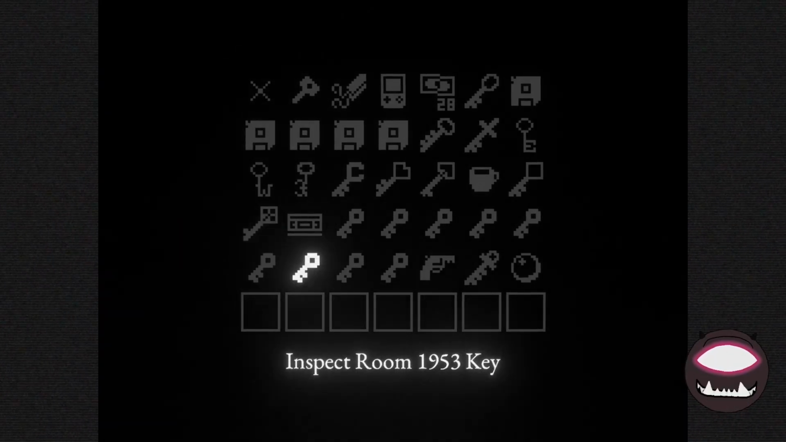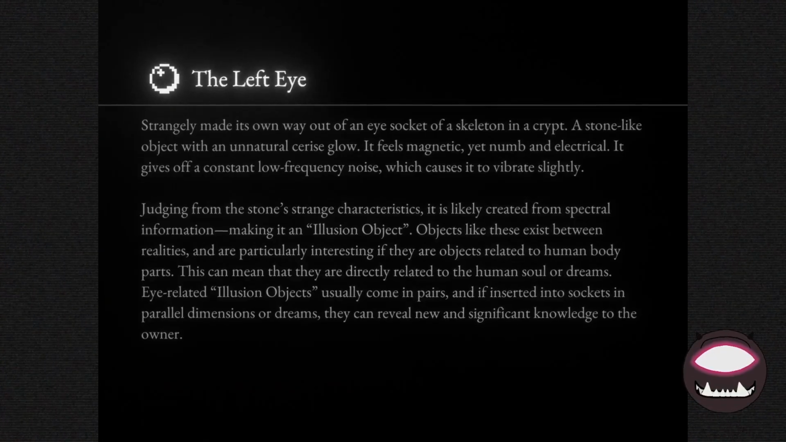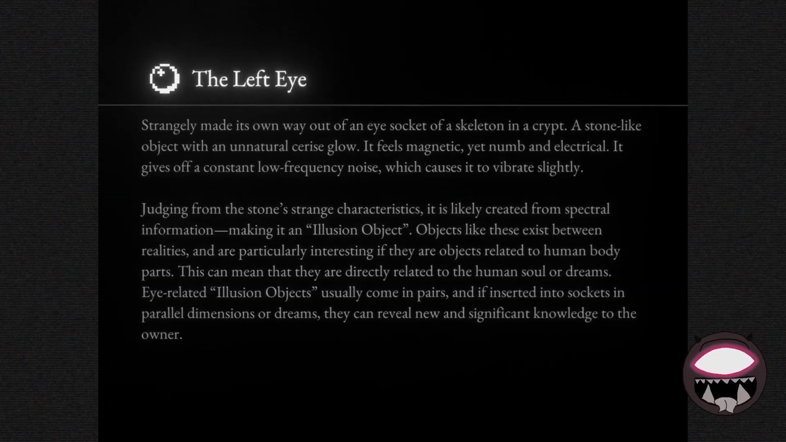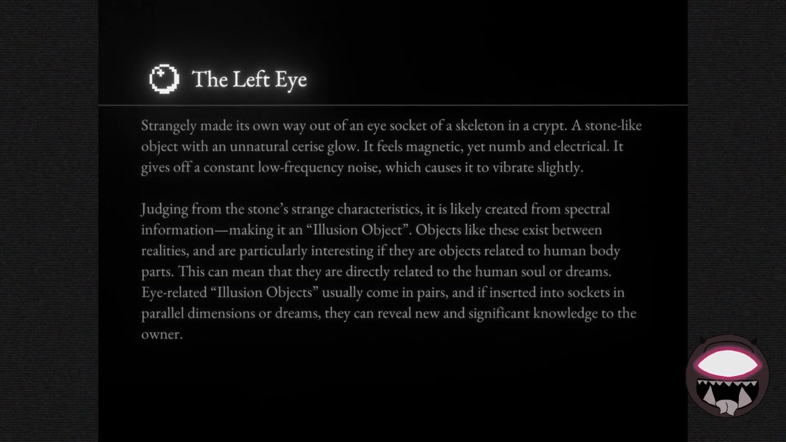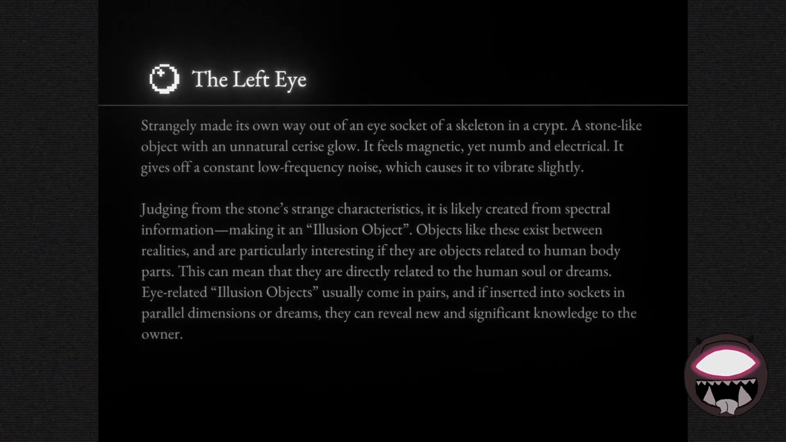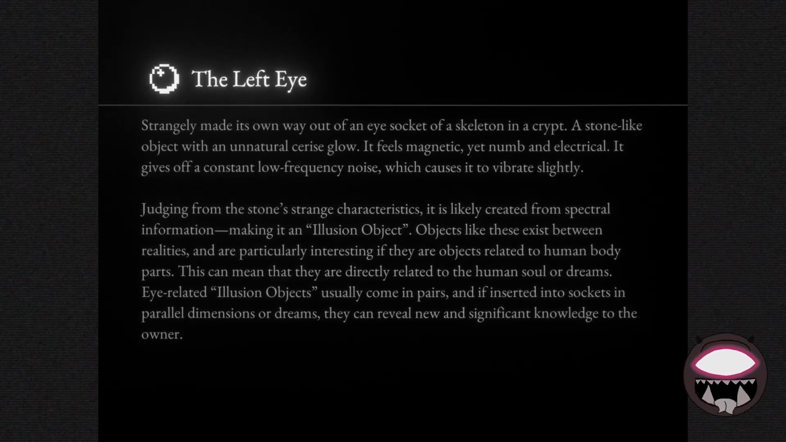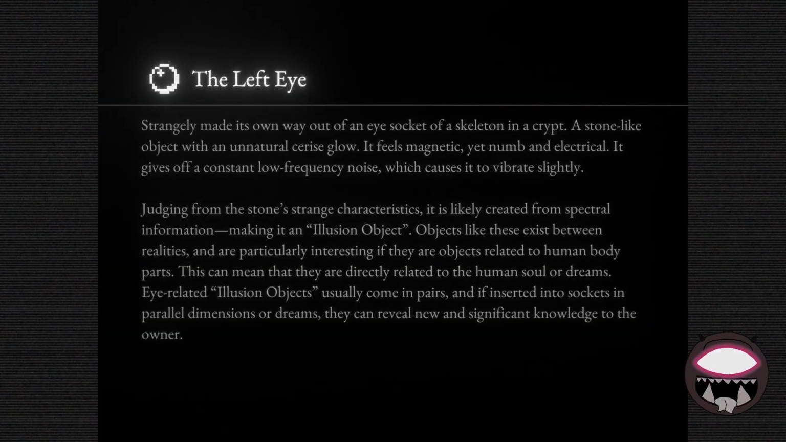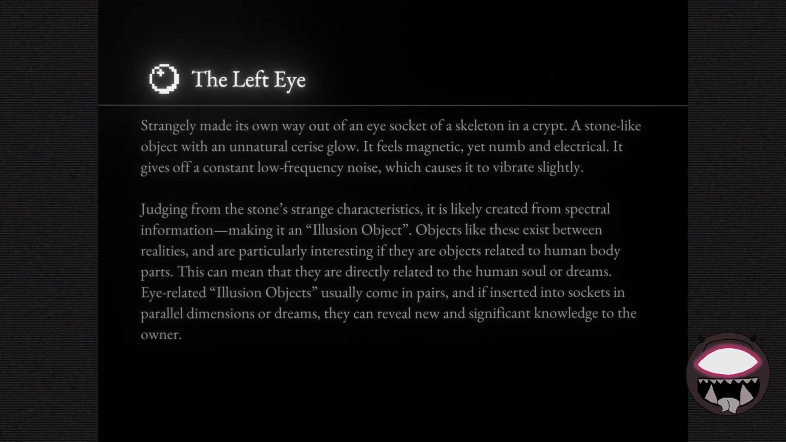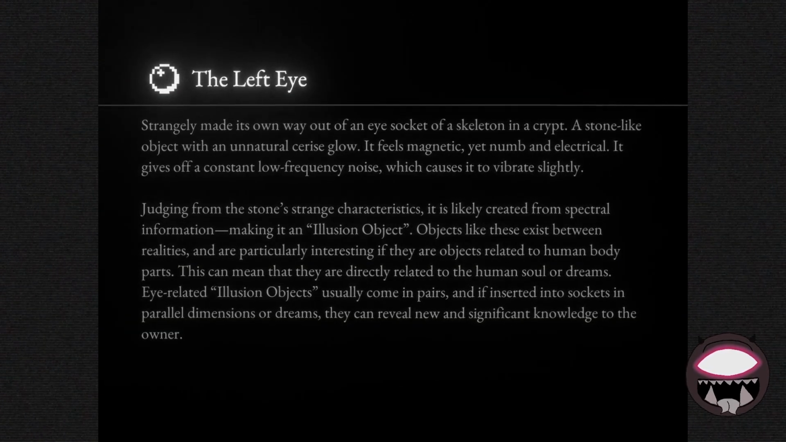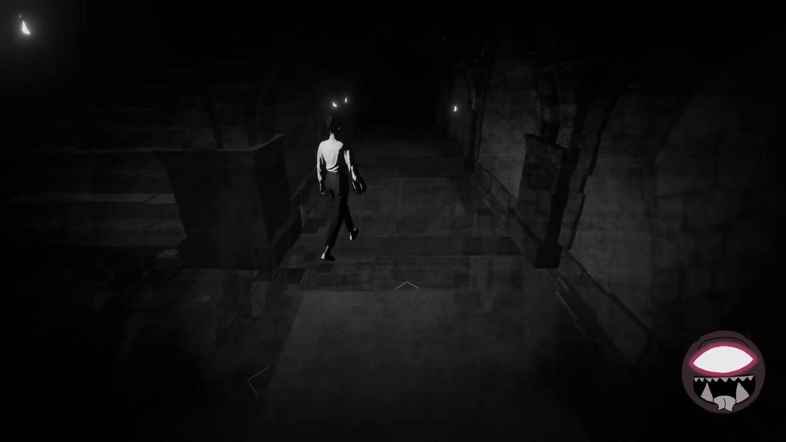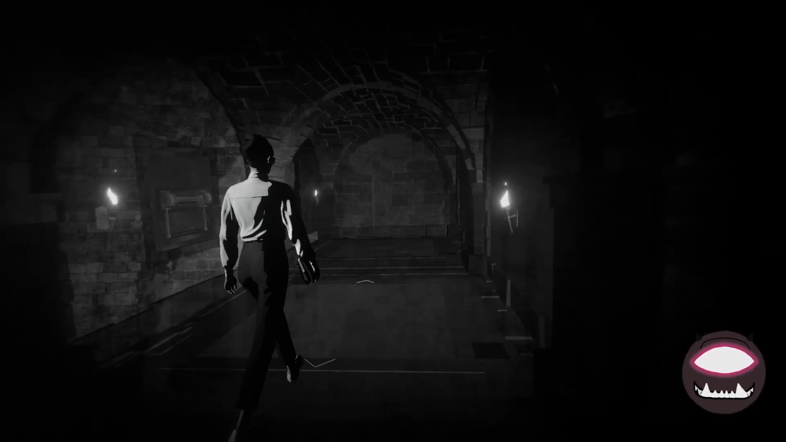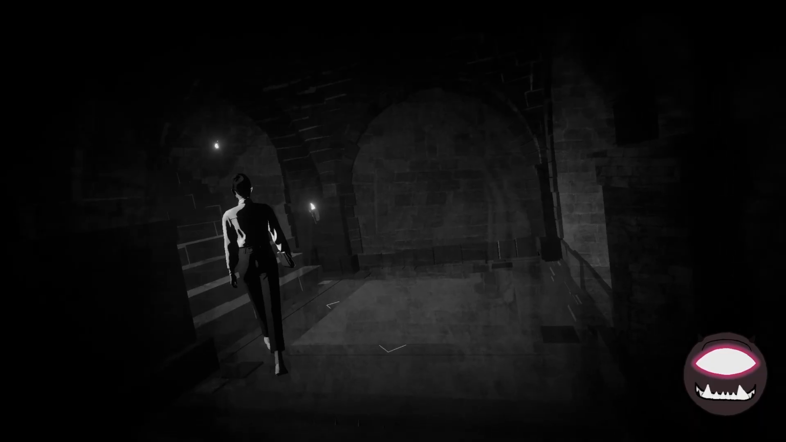Let's look at the eye. Strangely made its own way out of an eye socket of a skeleton in a crypt, a stone-like object with an unnatural cerise glow. It feels magnetic, yet numb and electrical. It gives off a constant low-frequency noise, which causes it to vibrate slightly. Judging from the stone's strange characteristics, it is likely created from spectral information, making it an illusion object. Okay, we've already read about illusion objects. Okay, we're gonna go put this in the statue.